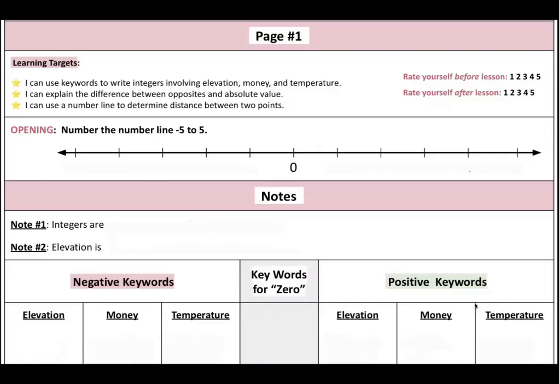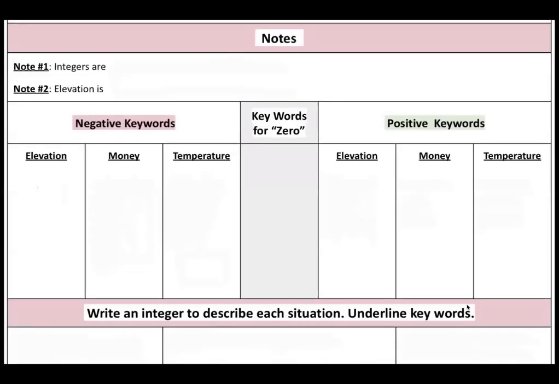Our opening is the number line, -5 to 5. So you can see in the middle of our number line, we have 0. To the right of 0 are our positive numbers, so we're just going to write 1, 2, 3, 4, 5. Make sure you're writing this down. And to the left of 0 are our negative numbers. So let's get started with some notes.